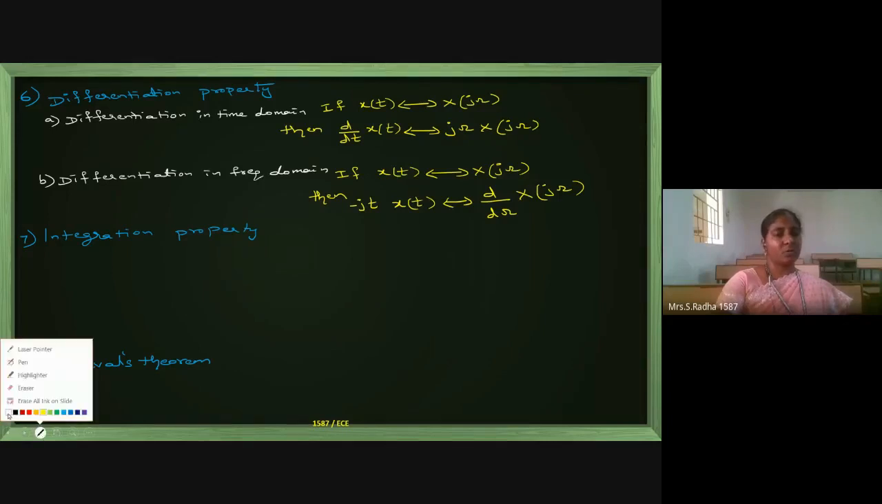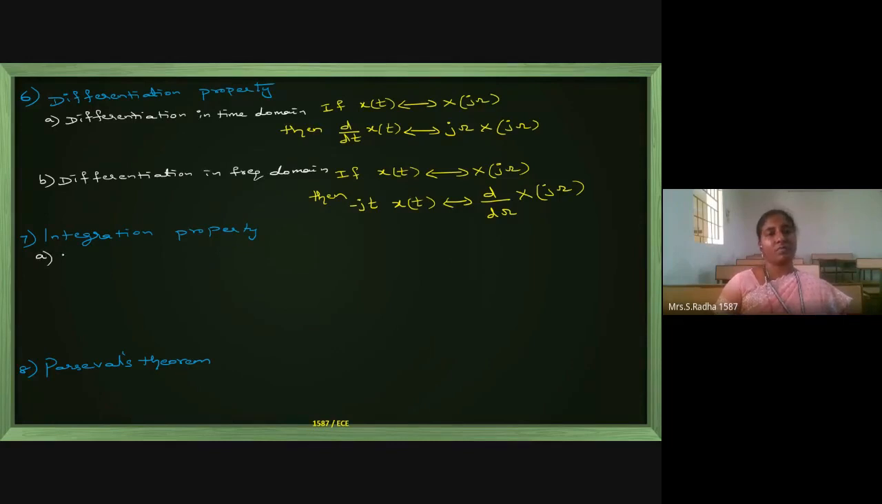Okay. So now I will go with the integration property. Integration also has time domain integration and frequency domain integration. In the time domain, if integration exists, what will happen? In the frequency domain, if integration exists, how to proceed? Okay. I am going with the time domain first.